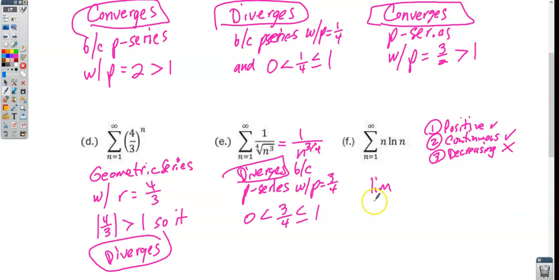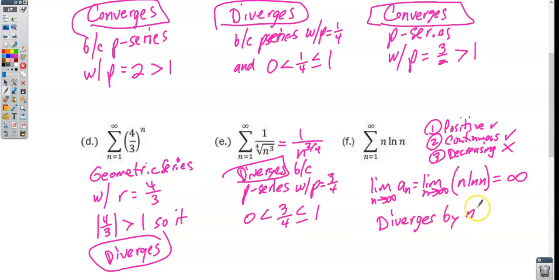Let's just take the limit as n goes to infinity of a sub n. And so this is the limit as n goes to infinity of n natural log of n. That limit is equal to infinity. Therefore, this one diverges by the nth term test. Since in order for it to not be divergent from the nth term test, this limit has to be equal to 0. All right, there we go. We found whether all of these converged or diverged.